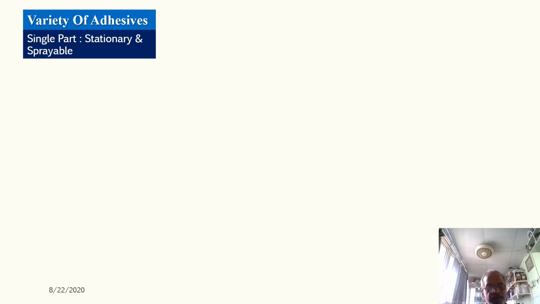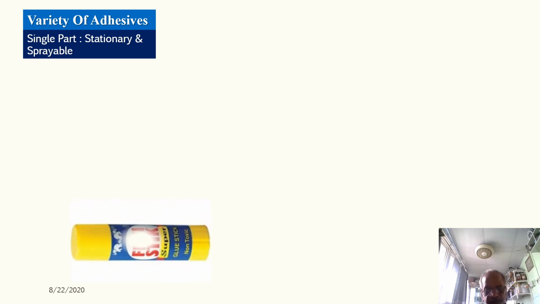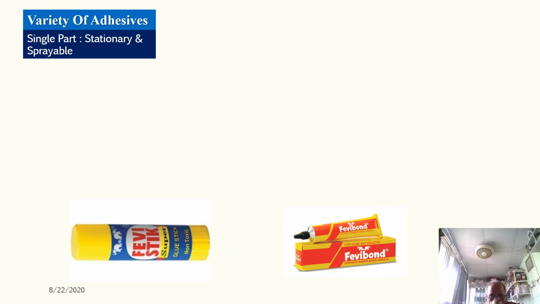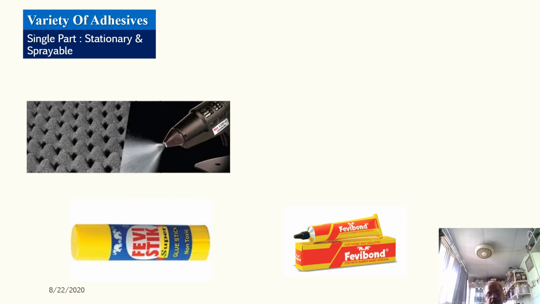There are some adhesives, single component, used for stationery. They are sprayable or they are brushable. This is the most popular glue stick we use to seal our envelopes. We use a liquid adhesive which is popularly known as Fevibond, or there are many other similar adhesives.